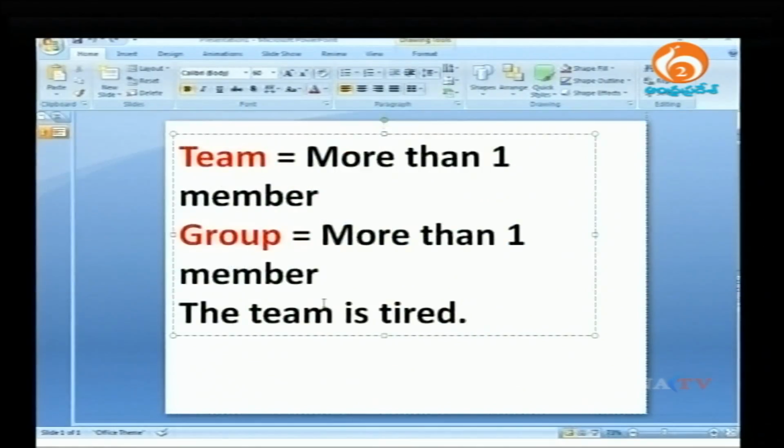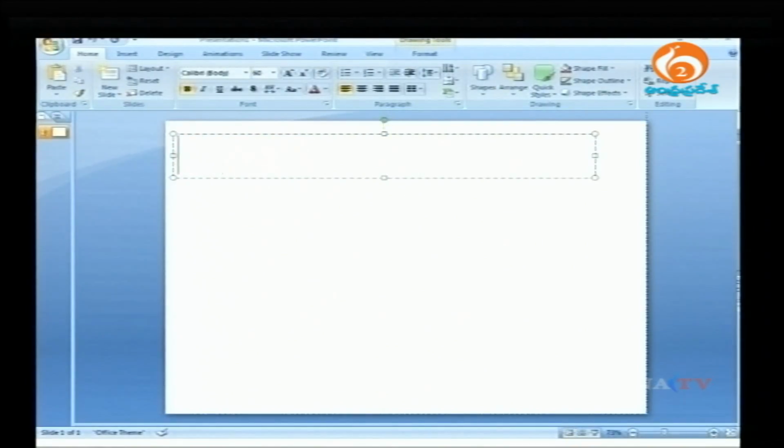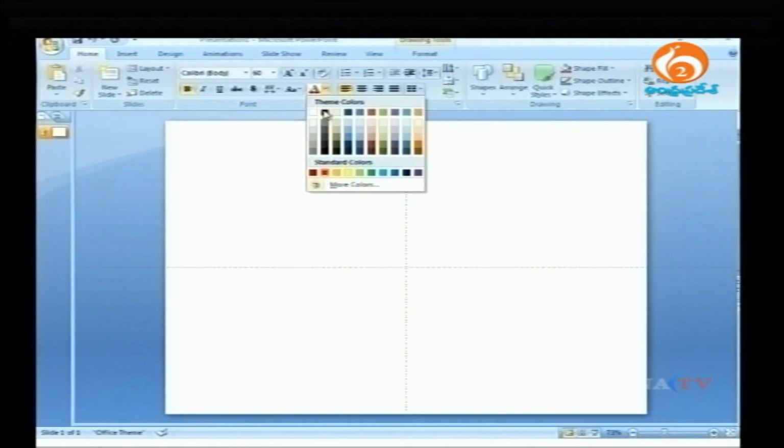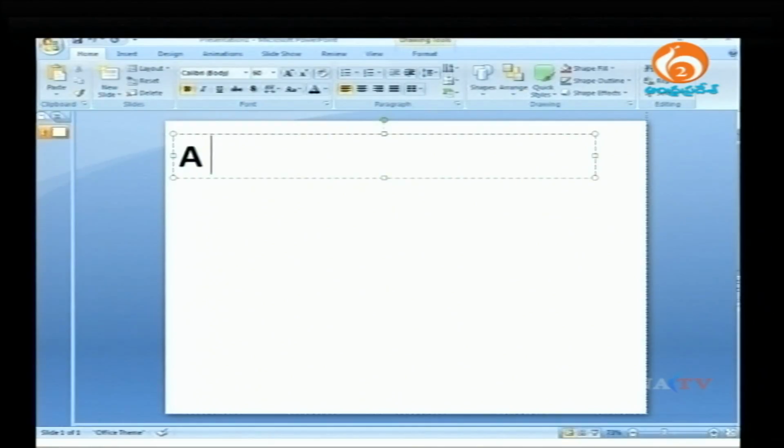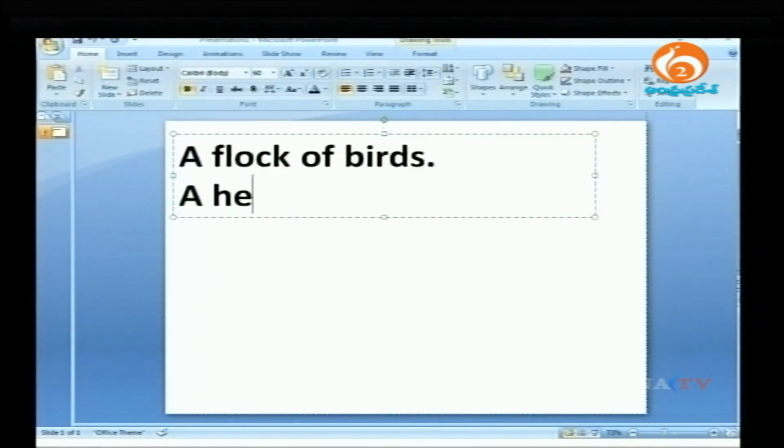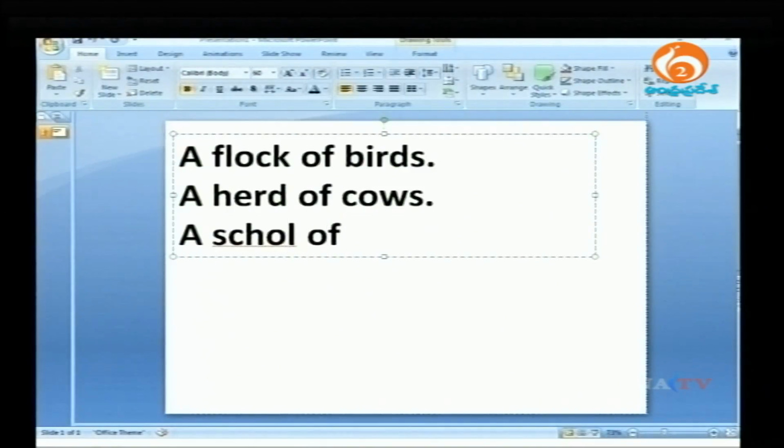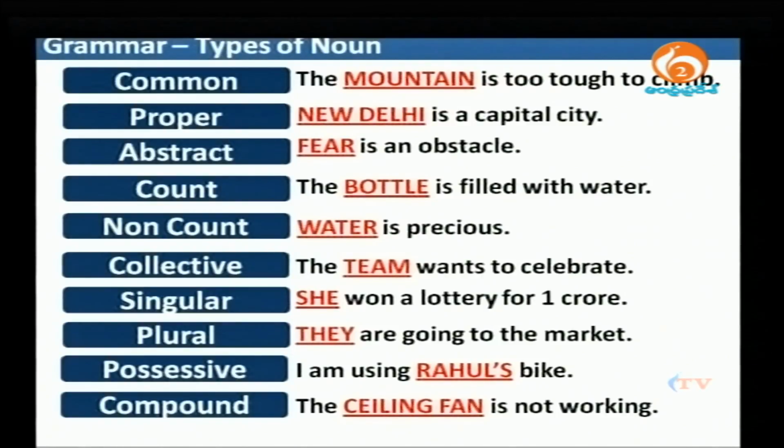Collective noun, for example, another aspect of collective noun is, let me change the color. For example, a flock of birds, a herd of cows, a school of fish. When fish are in a group, they are called a school of fish. So please never say fishes. There is no such word called fishes. All right. So we have singular, plural. So when we talk about singular, plural, we also need to think about the collective noun. Singular, one person. More than one is of course plural. And wherever you have a plural form, the word also changes. You got to keep that in mind.